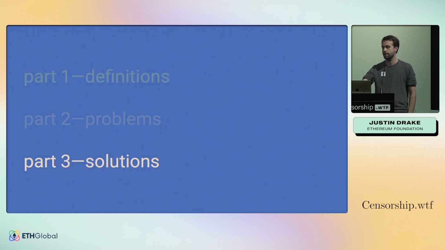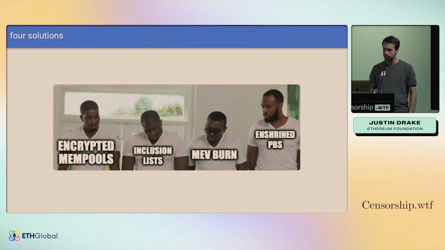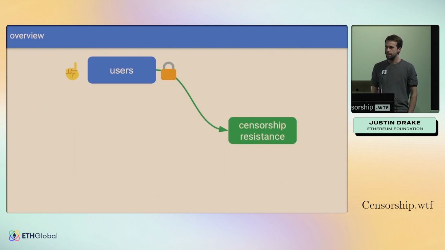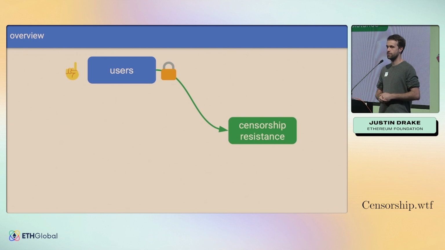Okay, so I hope I've convinced you that there are real problems even with weak censorship. It's not just strong censorship which is a problem. Now let's talk about some of the possible solutions here. So there's basically 4 solutions that I see: encrypted mempools, inclusion lists, MEV burn, and enshrined PBS. And basically there are 4 different actors that now will have some sort of power over improving the situation.